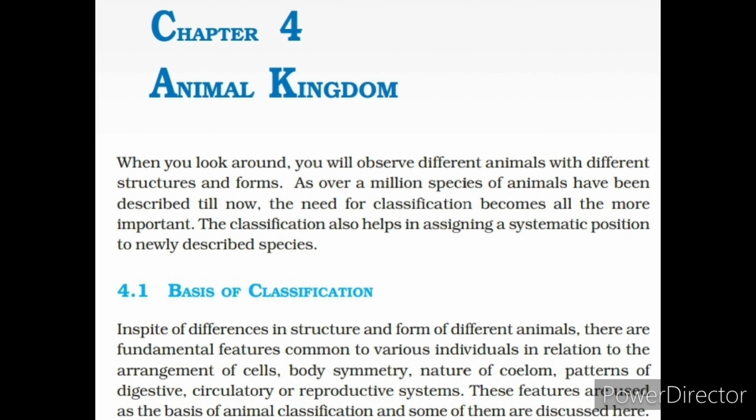Basis of classification. In spite of differences in structure and form of different animals, there are fundamental features common to various individuals in relation to the arrangement of cells, body symmetry, nature of coelom, patterns of digestive, circulatory or reproductive systems. These features are used as the basis of animal classification, and some of them are discussed here.